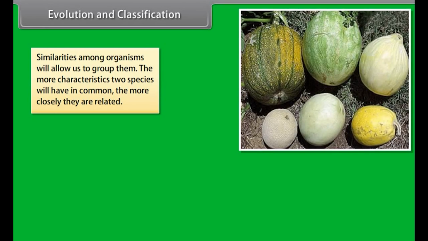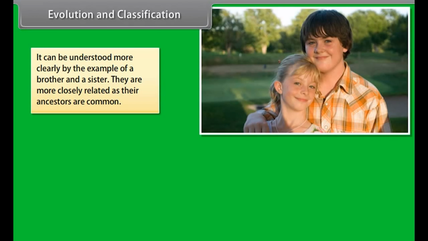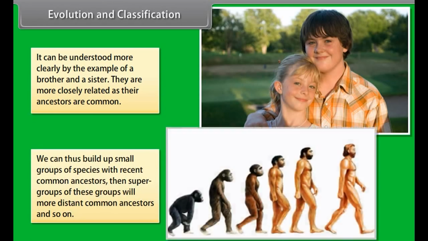Evolution and classification. Similarities among organisms will allow us to group them. The more characteristics two species have in common, the more closely they are related. The more closely they are related, the more recently they will have had a common ancestor. It can be understood more clearly by the example of a brother and a sister. They are more closely related as their ancestors are common. We can thus build up small groups of species with recent common ancestors, then supergroups of these groups with more distant common ancestors, and so on.